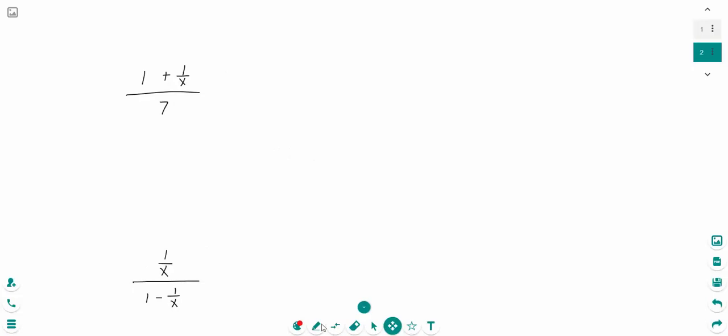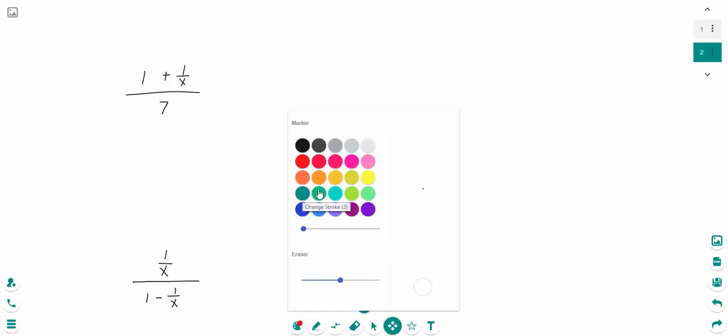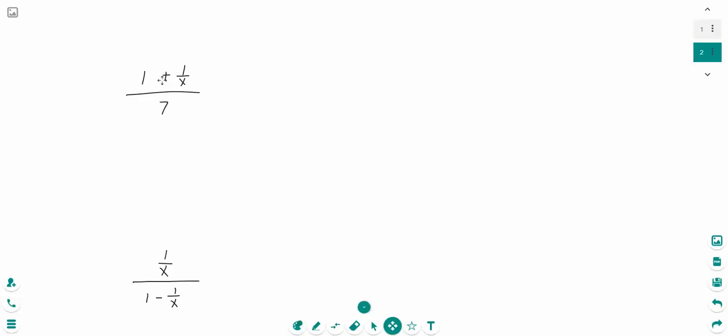1 plus y over x. Why do I keep saying y for 1? I tell you what, 1 plus 1 over x, excuse me, divided by 7. Okay. So here again, we have a problem.